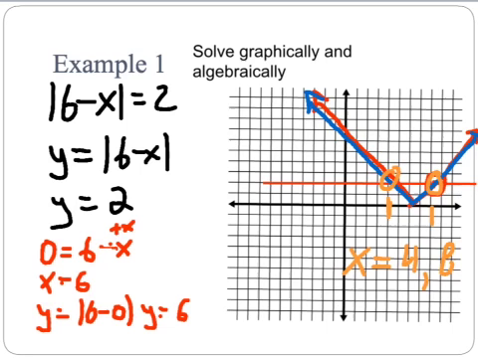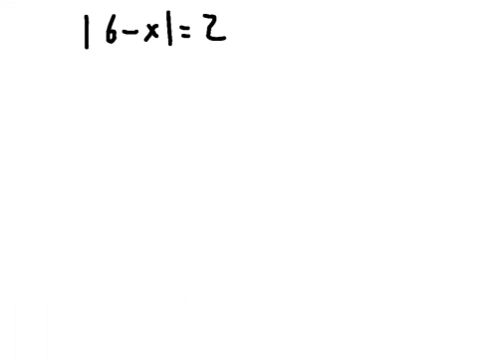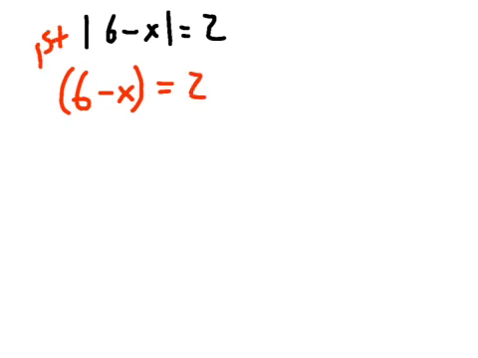Okay, so that's how we can solve this graphically. Now let's look at how we can solve this algebraically. Okay, so solving this algebraically, this is pretty straightforward. Like I said, you just have to remember that there's 2 cases that we have to solve for. Okay, case 1 is that the inside of the absolute value is positive. Okay, so that's the first case.